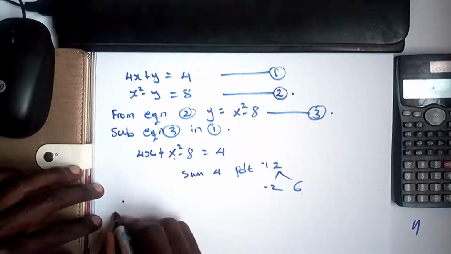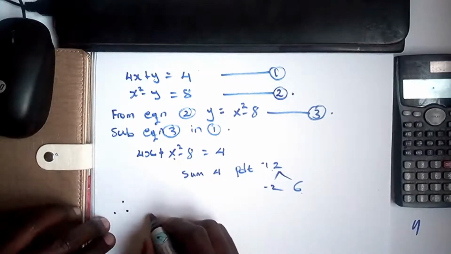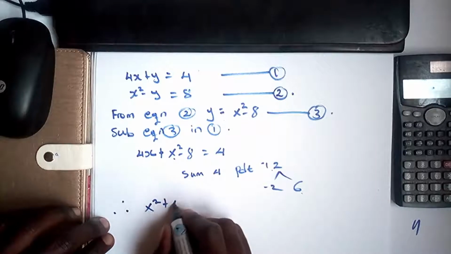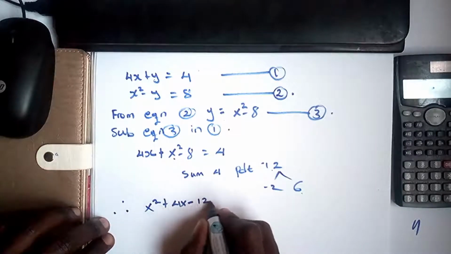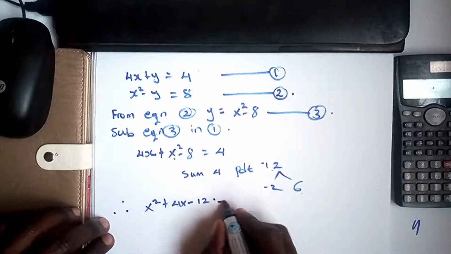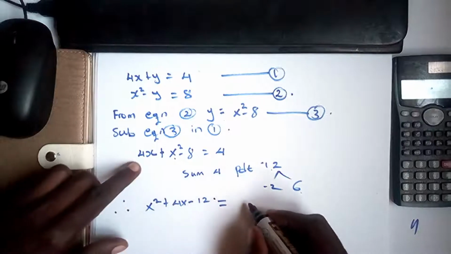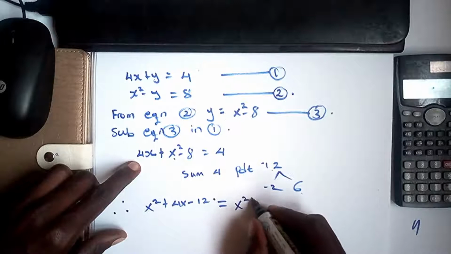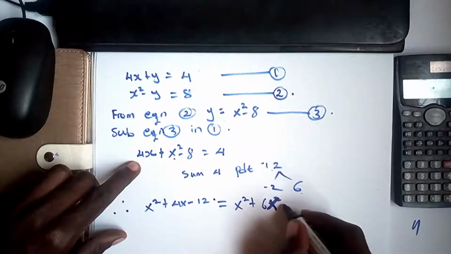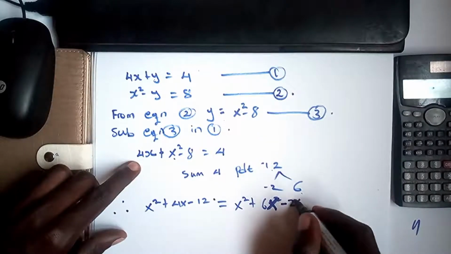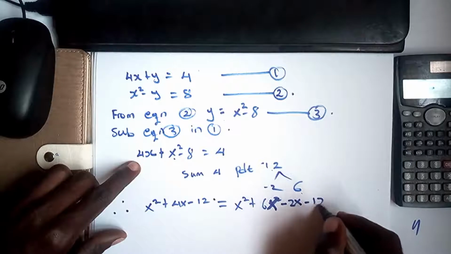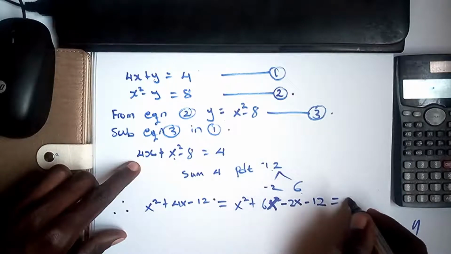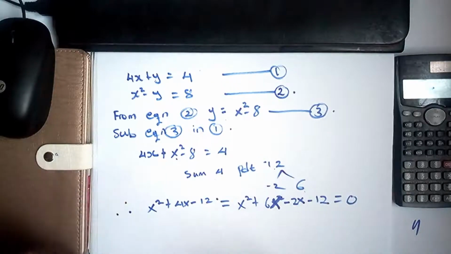Now I'm going to have this as x squared plus 4x minus 12, which is going to become, if I'm substituting the sum of the roots, x squared plus 6x minus 2x minus 12, which is equal to 0.